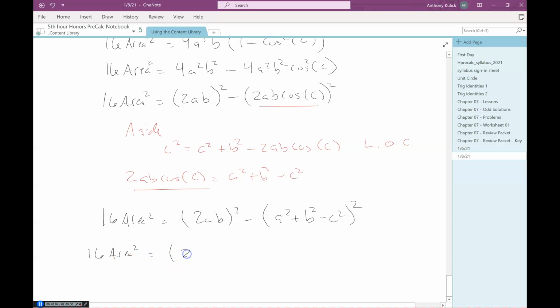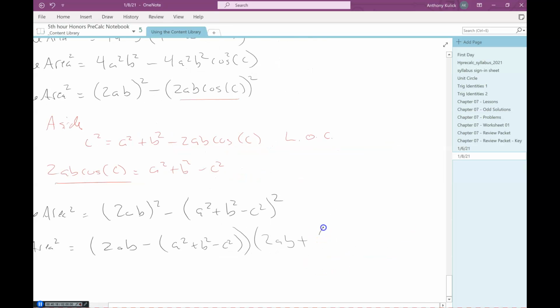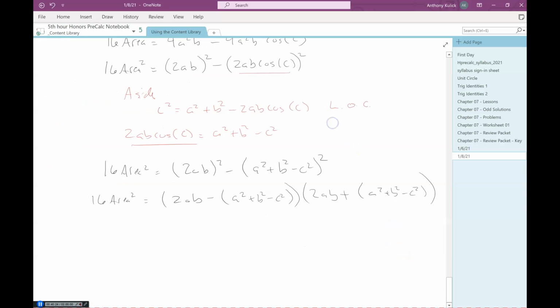So my difference of 2 squares, I'm going to have 2ab minus a squared plus b squared minus c squared times 2ab plus a squared plus b squared minus c squared. So far, so good. I know it's getting ugly, but it's about to get a little bit neater here.